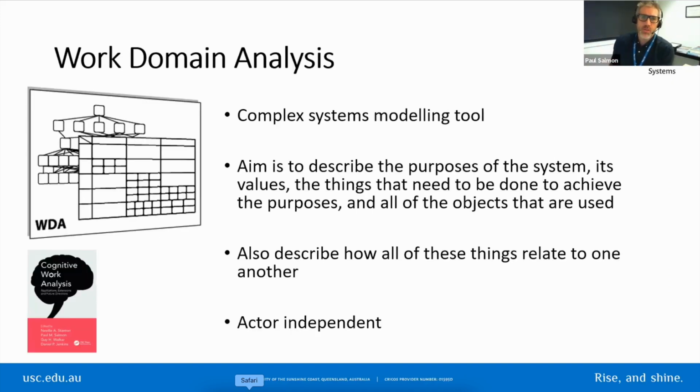Most of you will know work domain analysis. For those of you who don't, it's basically a systems analysis method from the cognitive work analysis framework. What you're doing is producing an abstraction hierarchy which describes the purposes of a system, the values within the system, the things that need to be done to achieve the purposes, and then all of the objects that are used for this. Through means-ends links, you then look at how all of these things relate to one another. And it's actor independent, so you're just modeling the system rather than the people within it. So we think this is one of those useful methods that can help describe and understand these highly complex global risks.